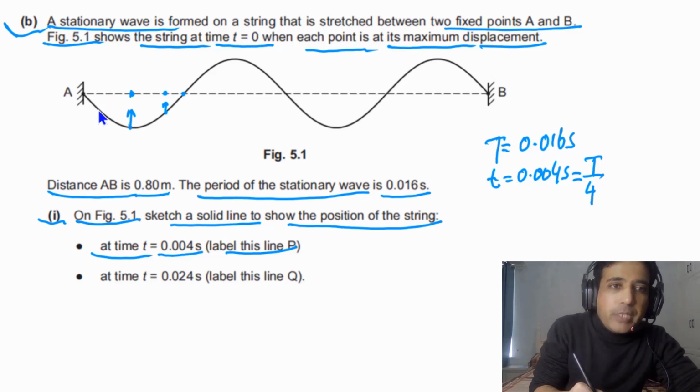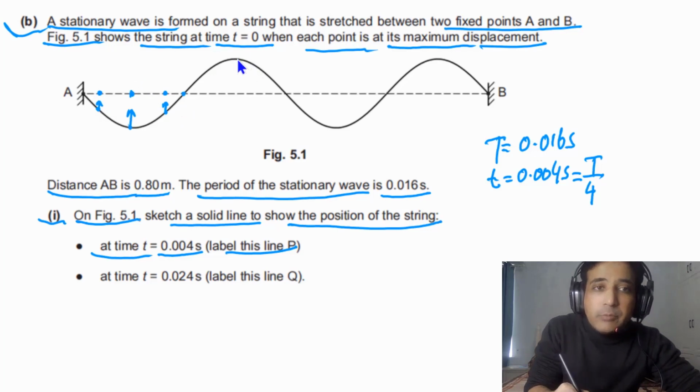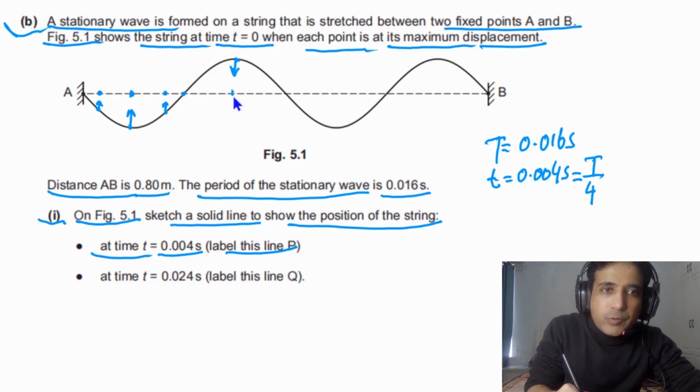And if I take a particle here, after T by 4, this particle also will be here. And the same is true for this node. This node and this node. So the particle at the top will come back to equilibrium after T by 4. And it is also true for other particles in this loop, in between these two nodes.